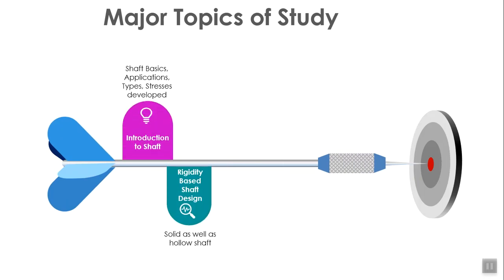You will cover first shaft basics, applications, types, stresses developed, types of shafts, then shaft design based on rigidity. Here we will try to cover solid as well as hollow shaft. Then the shaft design based on strength, where we will again include solid as well as hollow shaft.